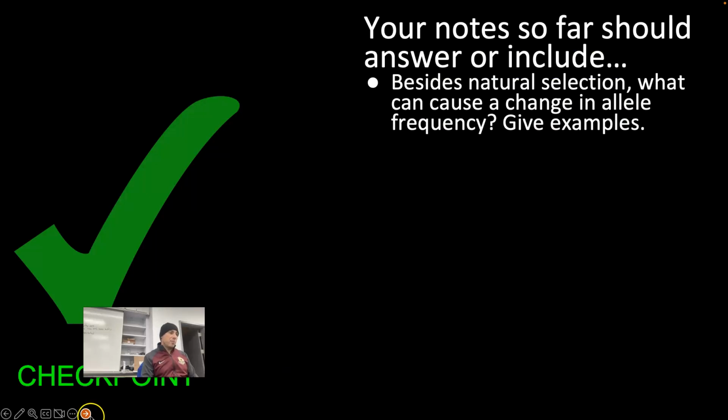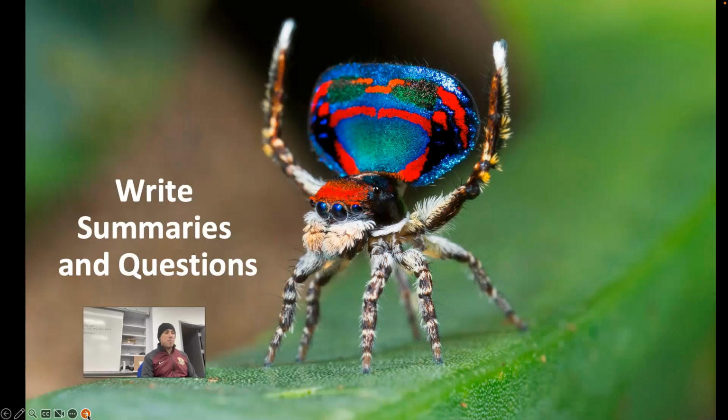So check your answers. Besides natural selection, what can cause changing allele frequencies? Make sure you have some examples, right? Make sure you write questions. Make sure you write summaries. I want nice, detailed Cornell notes. All right, I hope you're able to use those resources, put it all together, and have a little bit of understanding of natural selection, evolution, and what leads to evolution.